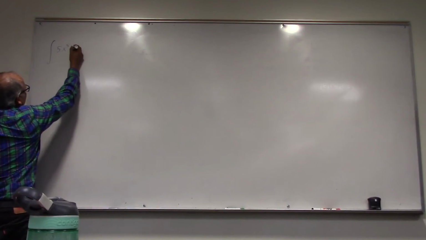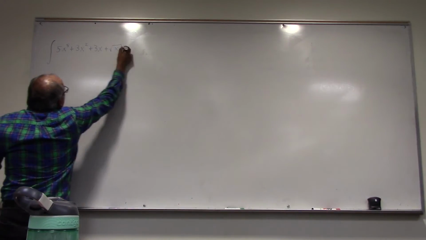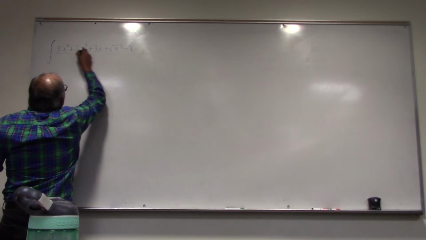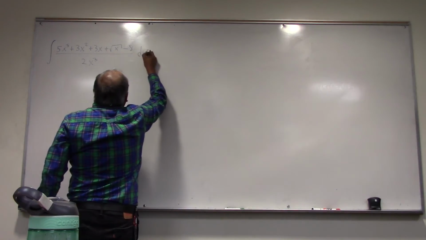Integral. Please help me, guys. I forgot. What is it? It's 5x to the power of 5 plus 3x squared plus 3x plus the square root of x minus 8, over 2x cubed.